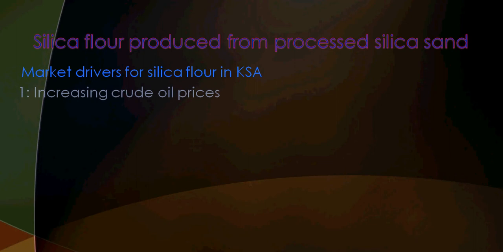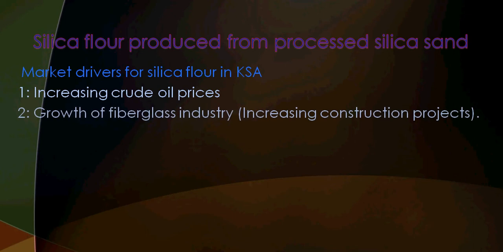Silica flour production. Silica flour is produced from processed silica. So you have to remember that silica flour is produced from processed silica sand. What are the market drivers in Saudi Arabia? Number one, increasing crude oil prices, because the big market of silica flour is related to oil well cementing. Second, growth of the fiberglass industry because of the increasing demand for construction. So the construction projects are coming. 2019 will be a good year where the construction industry will jump.